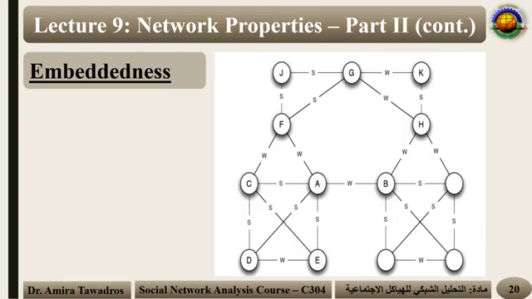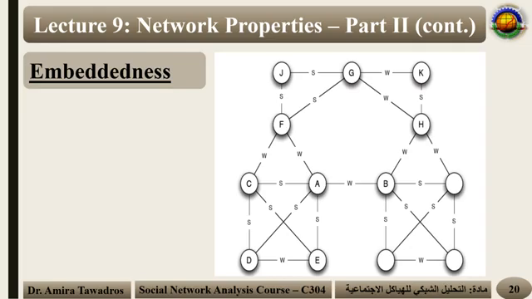In order to complete our discussion regarding the structure of the network and how the positioning of certain nodes in certain places gives them power or privileges over other nodes, we also have a related concept, but now it is not related to nodes, but to edges or links, which is the embeddedness.